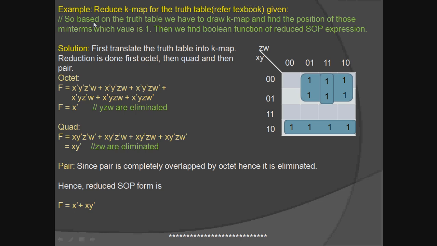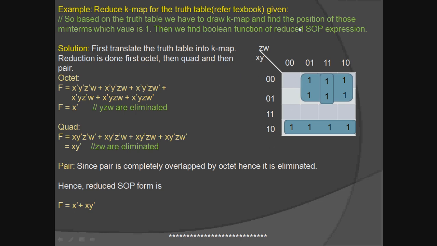Okay, so based on the truth table, what we have to do is draw the Kmap and then find the position of those minterms whose value is 1. Then we find the Boolean function of the reduced SOP expression. Here in this Kmap you can see three groups. This is the first group, this is the second group, which is completely overlapped by this octet, and this is the quad, which is separate. So first we translate the truth table into the Kmap, which is given in your textbook.